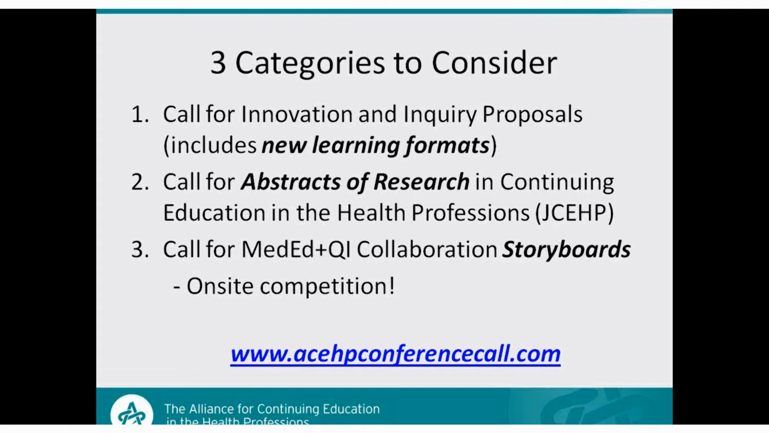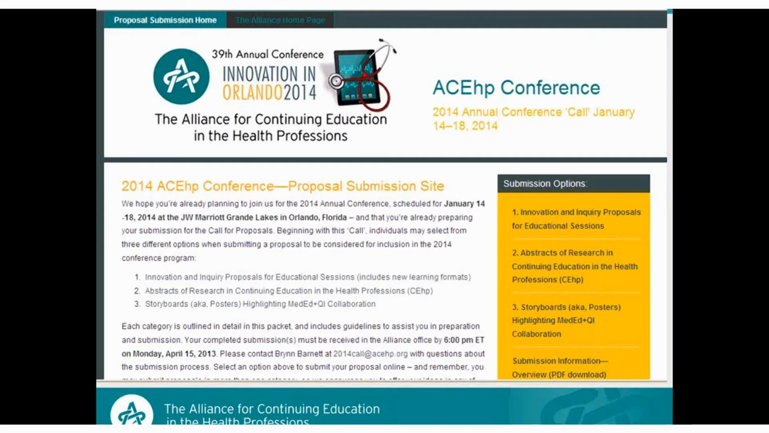To get to the submission, you want to click on this link, www.acehpconferencecall.com. That's actually going to take you to the website where you're going to be able to submit your ideas, proposals, and/or abstracts. This is what it looks like. When you click on that link, or you put that URL into your browser, this is the first page that comes up. It talks a little bit about, when it says the 39th annual conference, that's the 2014 conference. You're on the right page.